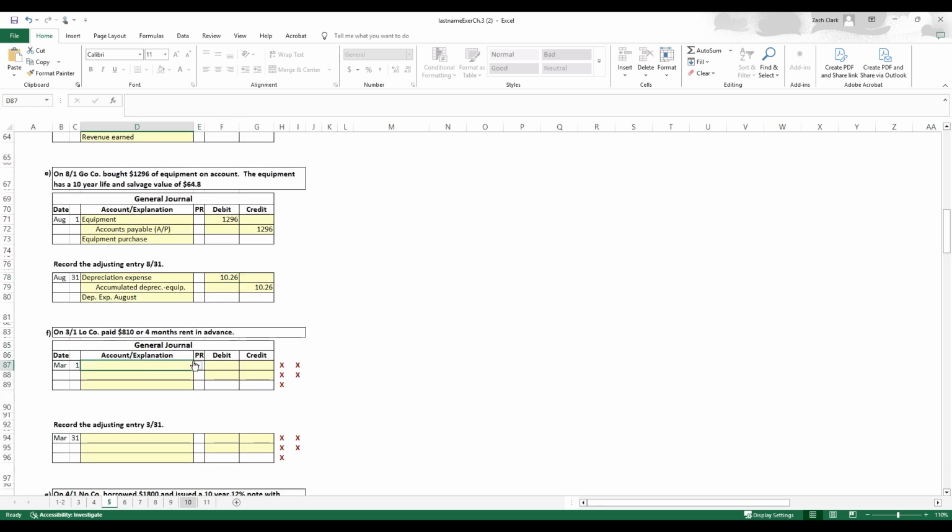Okay, here we paid $810 for 4 months of rent. So this is, again, a prepaid kind of deal. So this is our original purchase. So right when we pay for the 4 months, it's $810 prepaid rent. And I'm going to put 4 months.